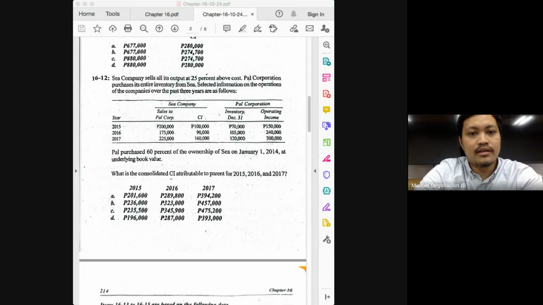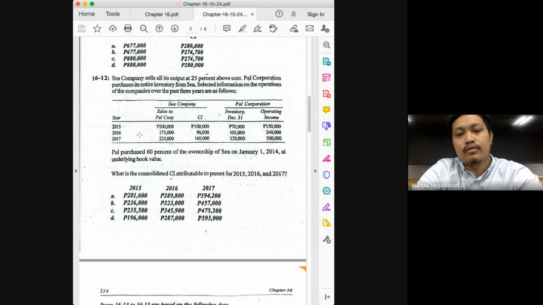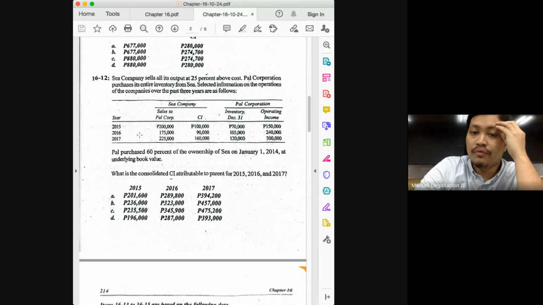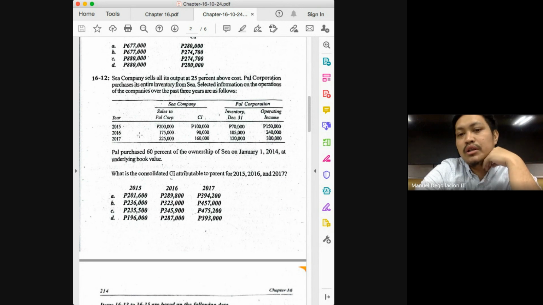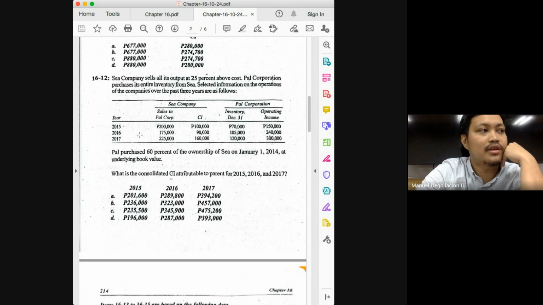We'll discuss 16-12. So you have three items to solve for 16-12, all for the consolidated income attributable to the parent, just for different years. We already know that if we're trying to solve for the consolidated income attributable to the parent, we just need the consolidated income and to deduct the share of the NCI in the adjusted income of the subsidiary.